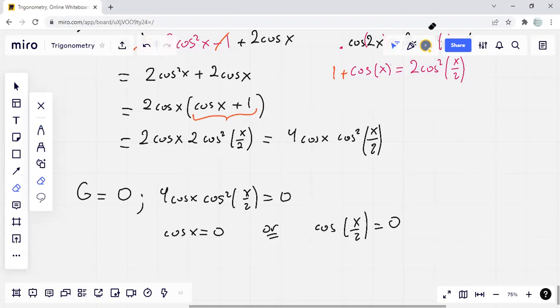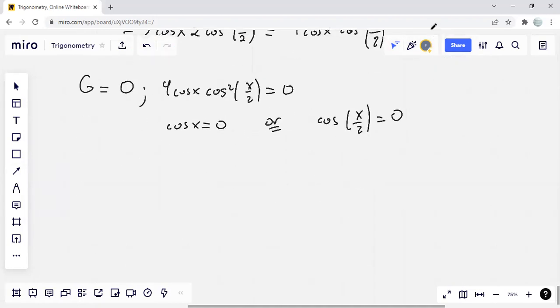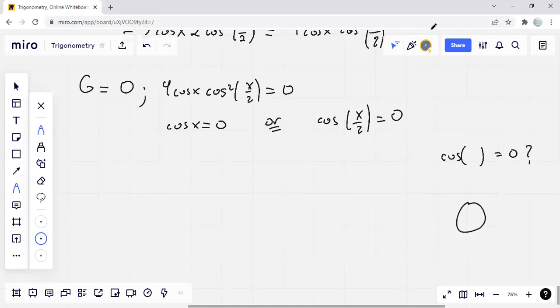Now how do we solve this? Now this is transformed into an exercise that we know how to solve. We can use the table. The question is: cosine of what angle is equal to 0? We can think about it from the trigonometric circle.